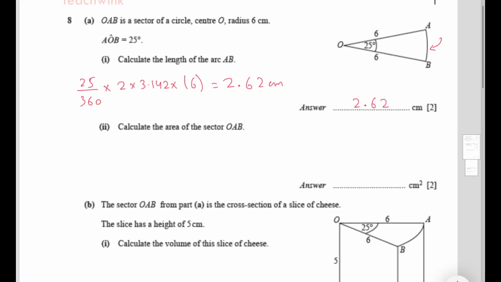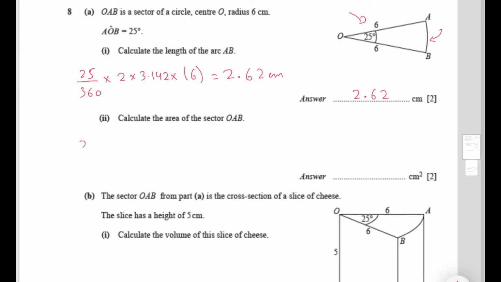The next part says calculate the area of the sector OAB. We need to find the area of this sector right here. How do we find the area? Of course, we do 25 over 360 times pi r square. In this case, it is 3.142 times 6 squared. So the area comes out. Let's do it on the calculator. 25 over 360 times 3.142 times 36, which is the square of 6. The area comes out to be 7.86 centimeters squared. So you write your answer over here, 7.86.